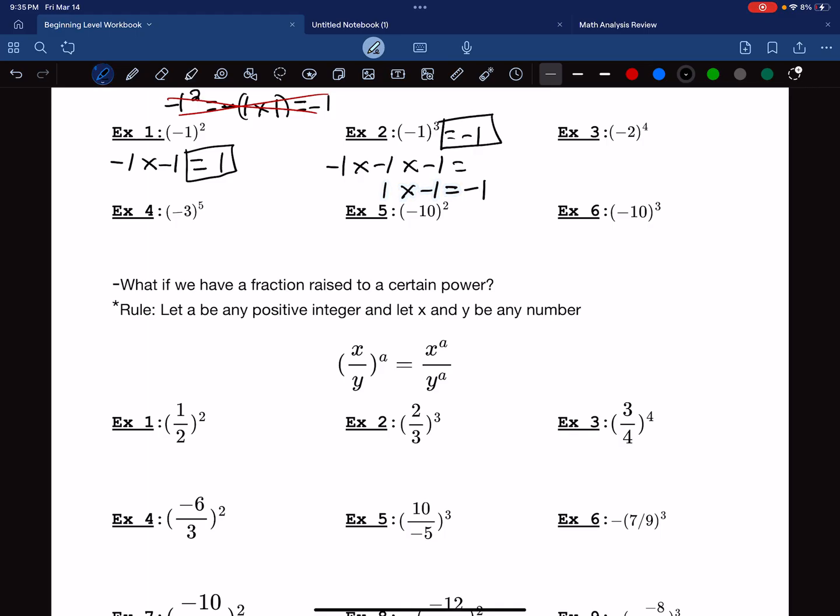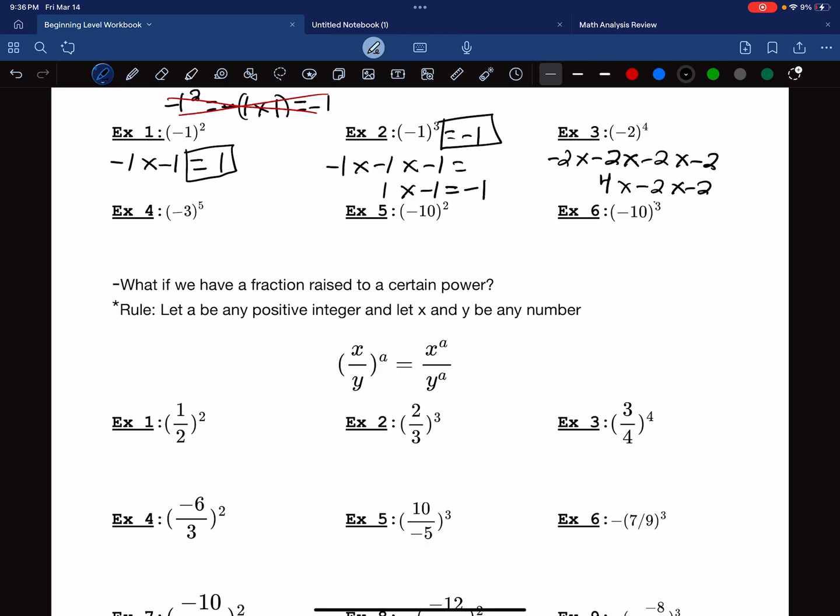Looking at example 3, I encourage you to pause the video and try this on your own before I go through it. And assuming you have given this problem a try, let's work through it together. We have negative 2 to the fourth power. So we're going to multiply negative 2 four times: negative 2 times negative 2 times negative 2 times negative 2. Negative 2 times negative 2 gets us a positive 4. And then we have times negative 2, and then times another negative 2.